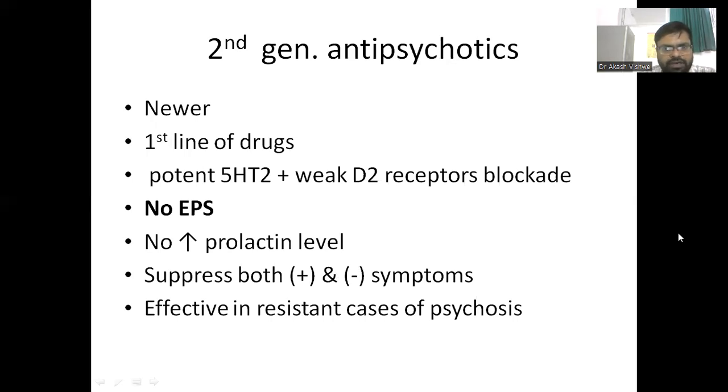Second generation antipsychotics. These are newer first line drugs, potent serotonin and weak dopamine D2 receptor blockage. It causes no EPS, no elevated prolactin level, suppresses both positive and negative symptoms, effective in resistant cases of psychosis. This is much better.